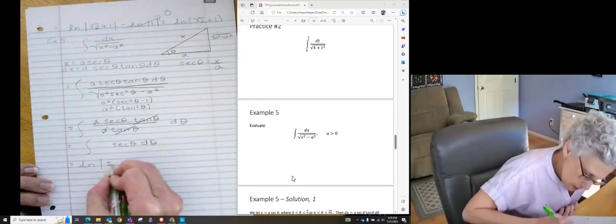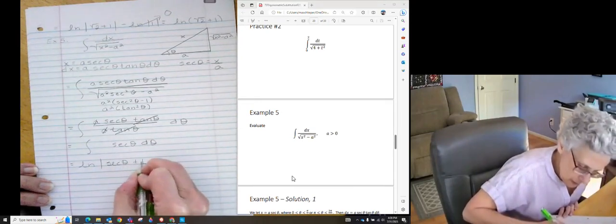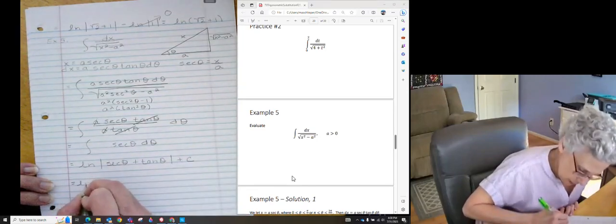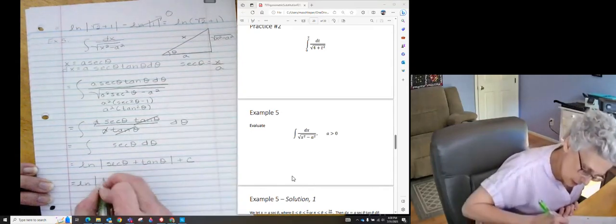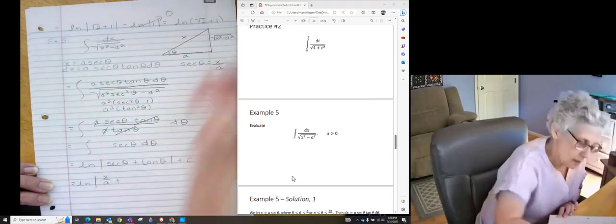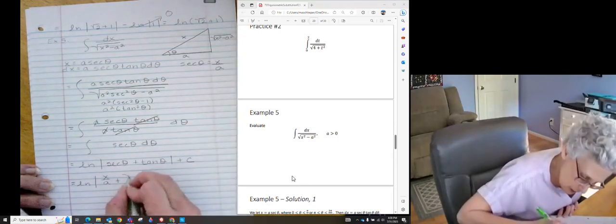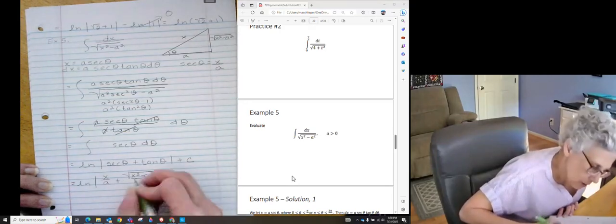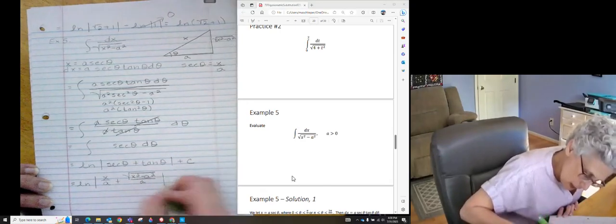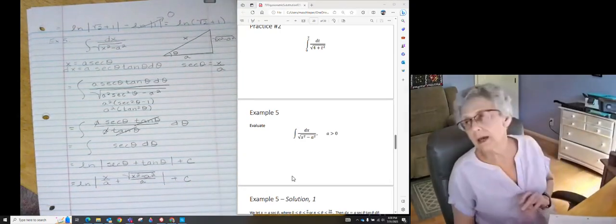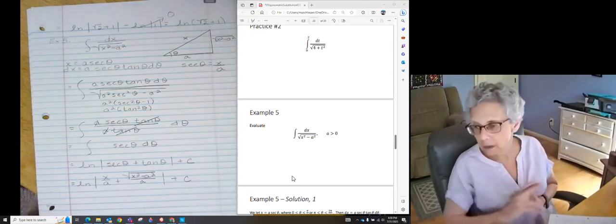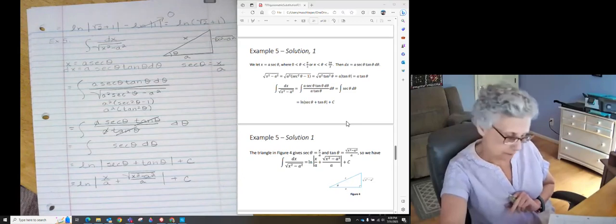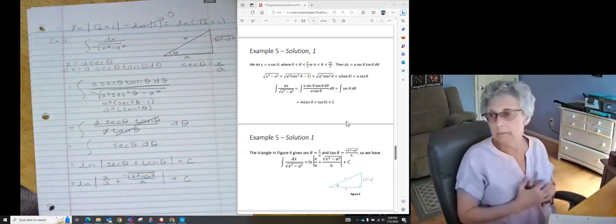Natural log of the absolute value of secant of theta plus tangent of theta plus a constant. Secant of theta is just x over a. Tangent is opposite over adjacent, so square root of x squared minus a squared over a. And I really don't need those absolute values because we've said that a is a positive thing. So there's my pretty answer. Looks exactly like the one I have here.